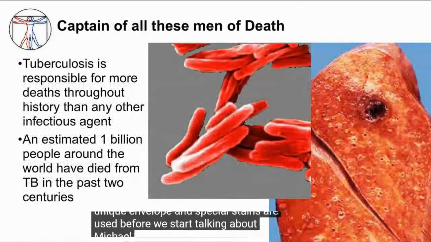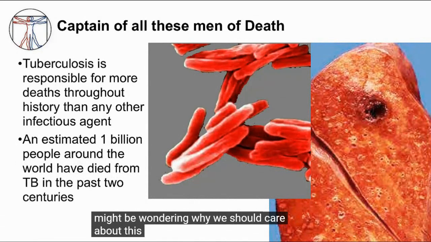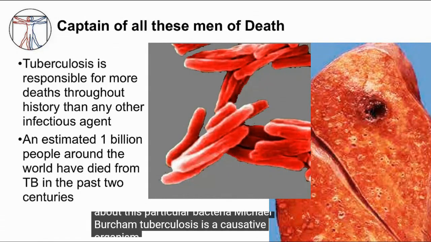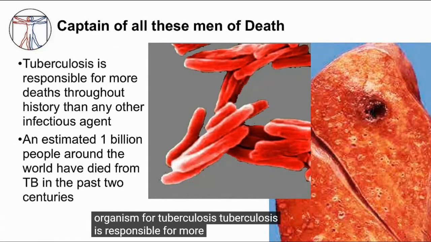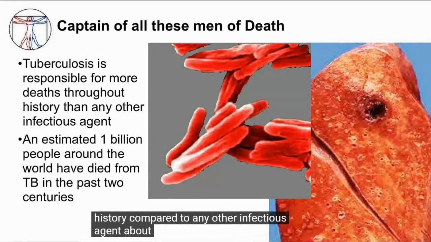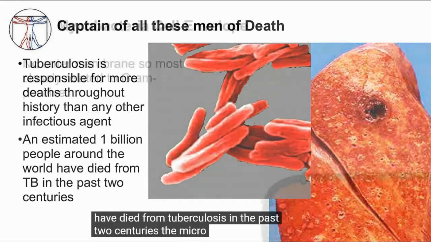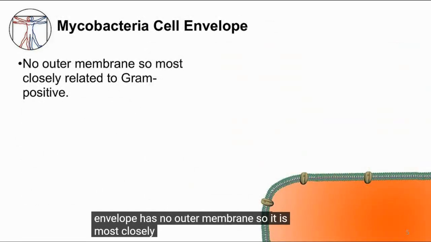Before we start talking about mycobacterial cell envelope, you might be wondering why we should care about this particular bacteria. Mycobacterium tuberculosis is a causative organism for tuberculosis. Tuberculosis is responsible for more deaths through history compared to any other infectious agent. About 1 billion people worldwide have died from tuberculosis in the past 2 centuries. The mycobacterial cell envelope has no outer membrane, so it is most closely related to gram-positive bacteria.